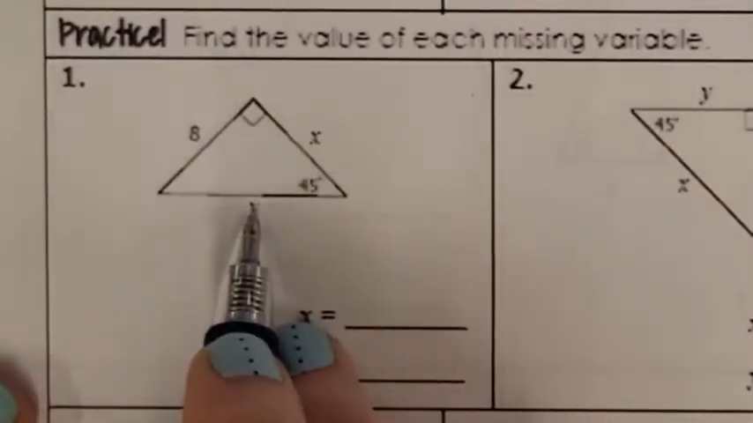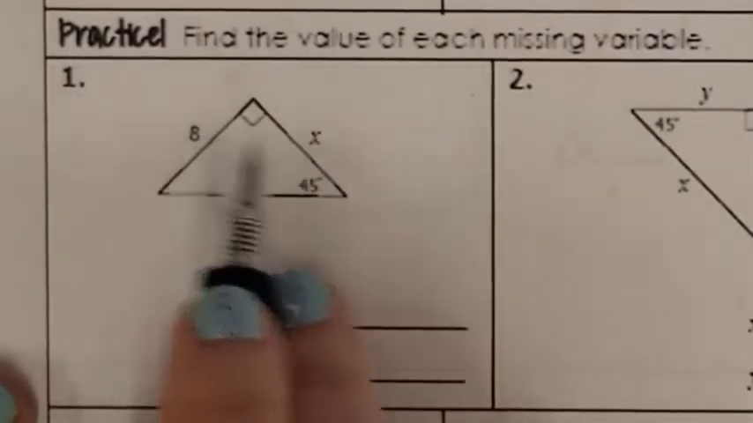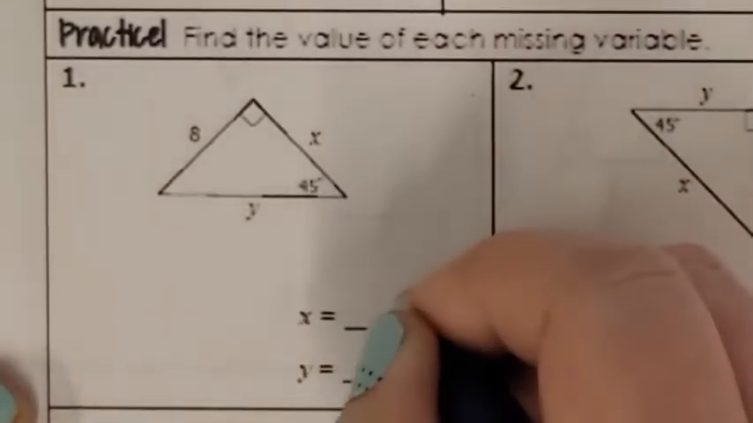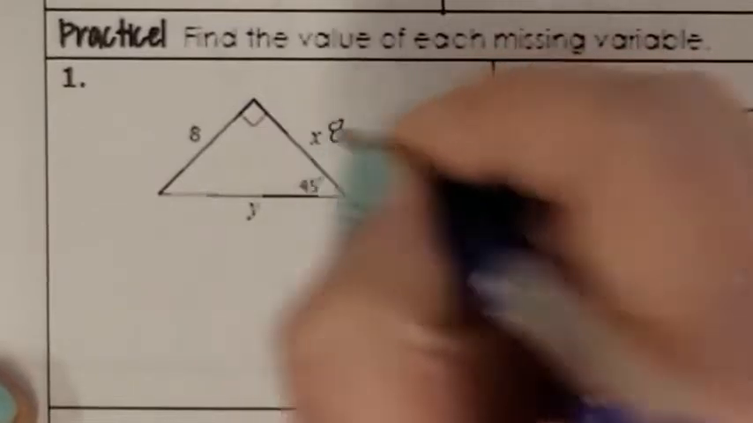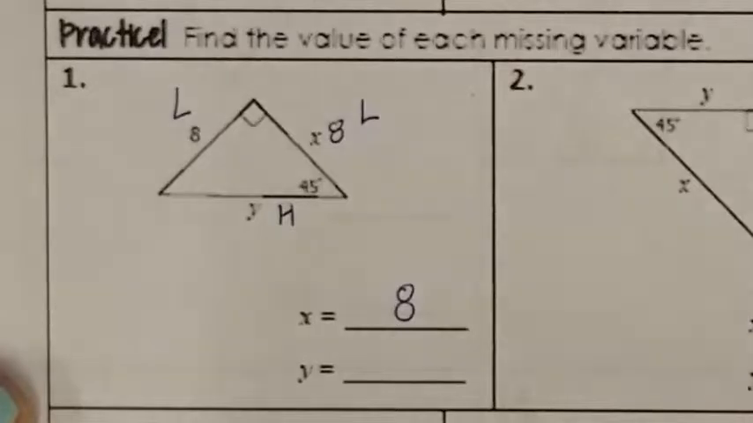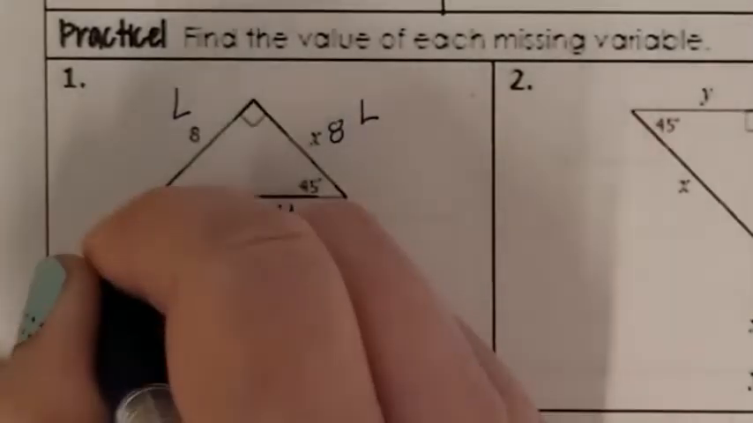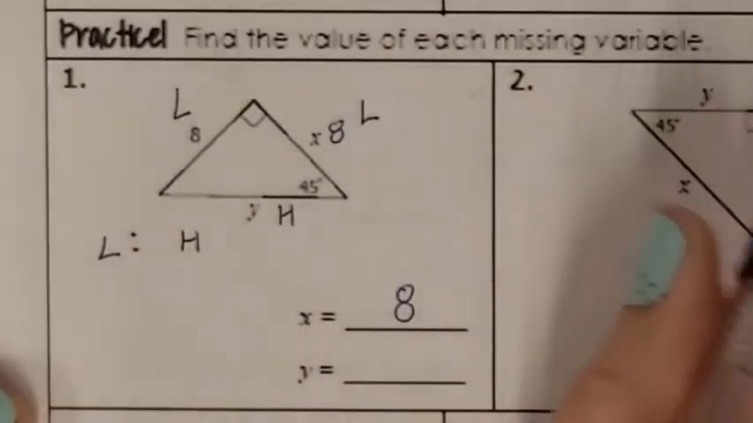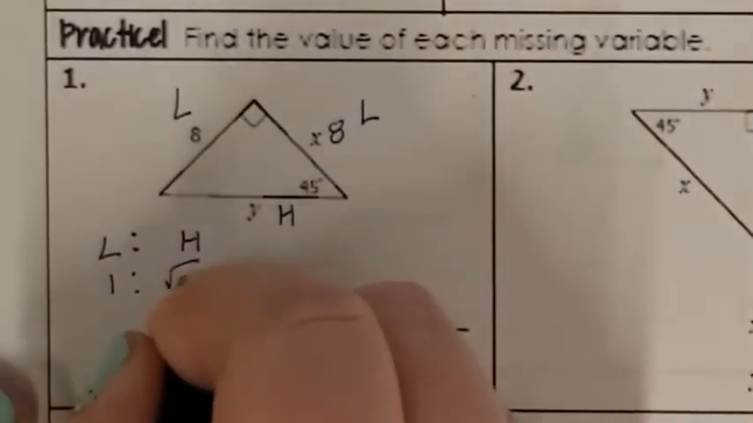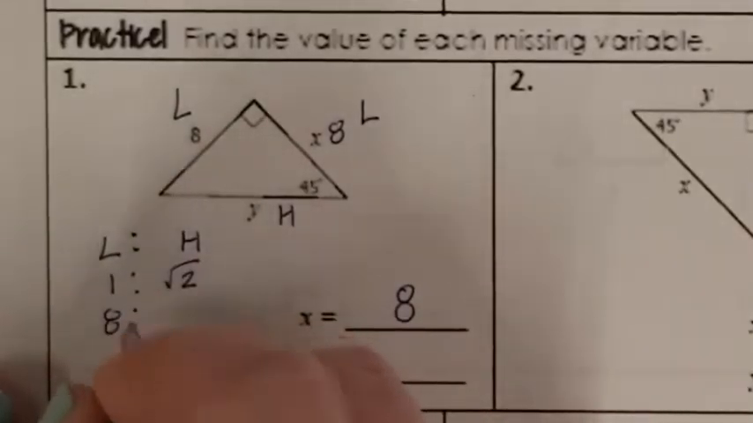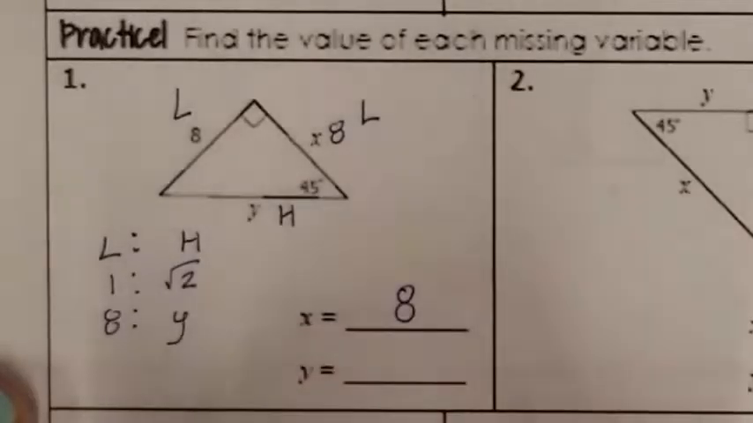Immediately across from the 90 degree is always the hypotenuse, which meant these two are the legs. The legs are always equivalent, which meant 8 has to be x as well, because both of these are the legs. So I have leg and hypotenuse. My ratio of leg to hypotenuse is the ratio of 1 to the square root of 2. I know that my legs are 8. What is my hypotenuse? I don't know my hypotenuse, but I can use these ratios to discover it.